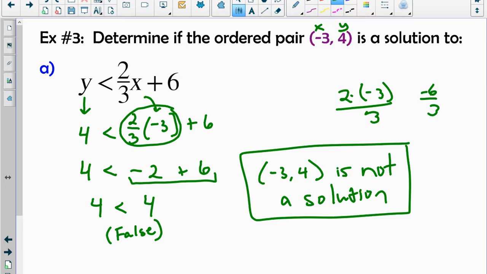All right, so that's our lesson for today. Just take your values for x and y from the ordered pair, substitute them into the correct variables in the inequality, and check to see if it makes the inequality true or false.